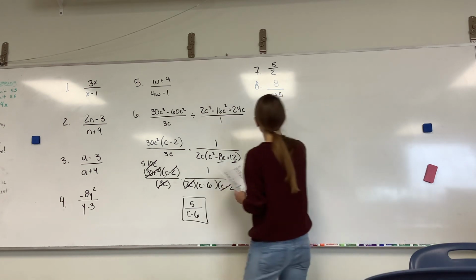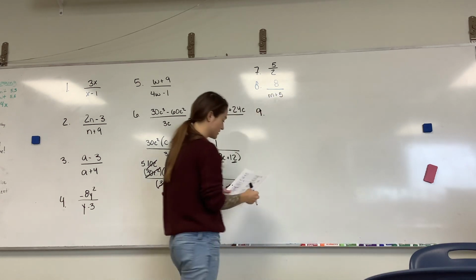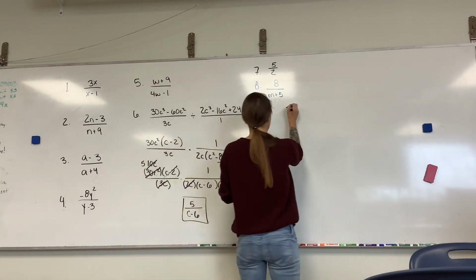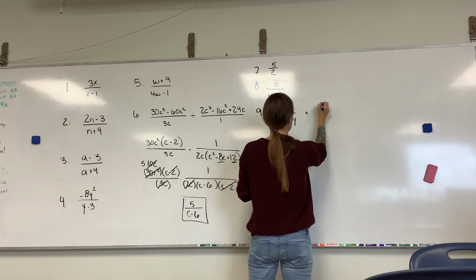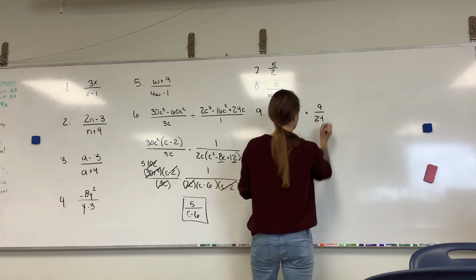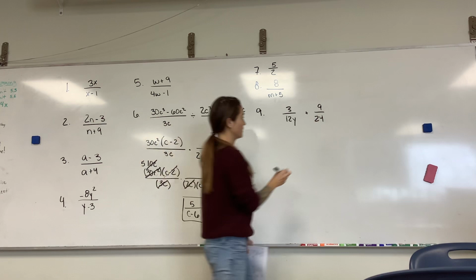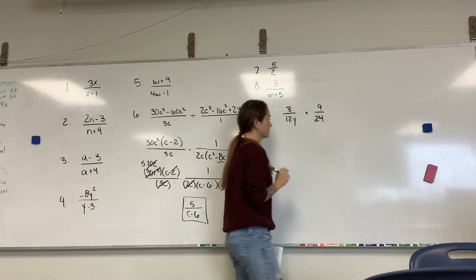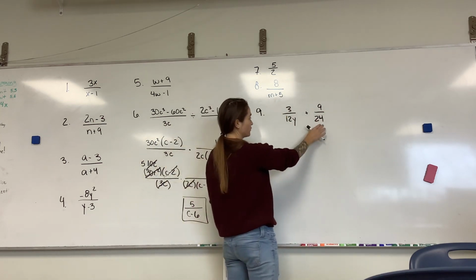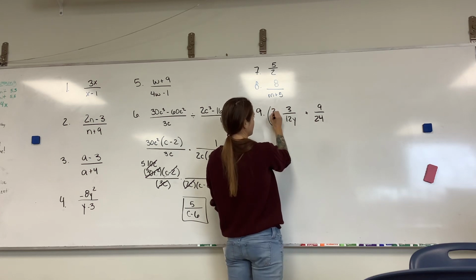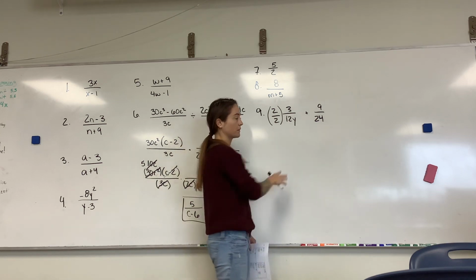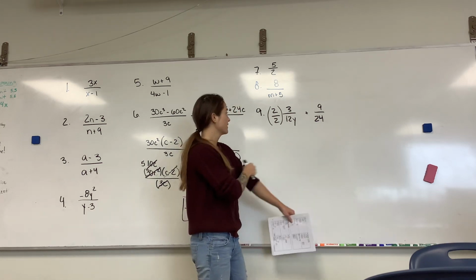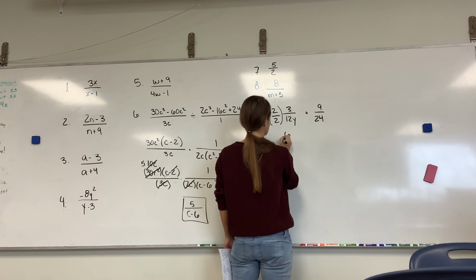Let's do number 9. So number 9 does not have a common denominator. We have 3 over 12y plus 9 over 24. To get from 12 to 24, I have to multiply by 2. Remember, I have to do 2 over 2 because I'm not allowed to multiply by something that's not 1. So if I do that, I end up with 6 over 24y.